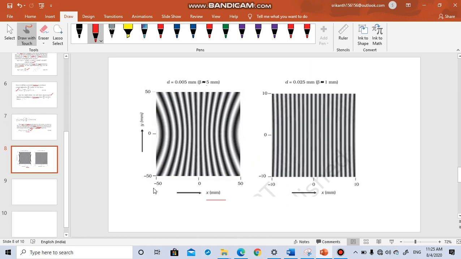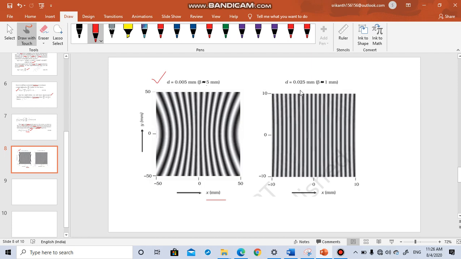In this diagram, a graph has been plotted. The x-axis is x, the distance from the central line, and you can see the interference pattern here. Two cases have been presented. d is equal to 0.005 mm, that is beta is equal to 5 mm. Here you are getting the beta value as 5 mm, and here you are getting beta value as 1 mm. You see the pattern has changed.